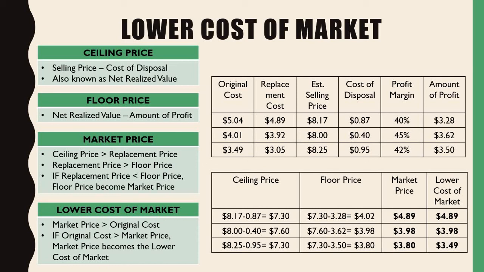Now, which one's lower, 380 or 349? In this case, our original cost is $3.49. So I'm going to go ahead and place it right here. Therefore, with this conclusion, if the original cost is the same, you're not going to make any adjustments to it. Okay, you're going to keep it the way it is. So that's how you're going to make your adjustments to the inventory.